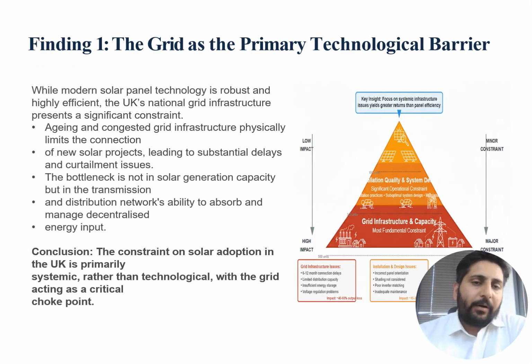So what did I find? My first key finding relates to technology. While solar panels themselves are very efficient and reliable, the main technological problem is actually the national grid. As the diagram shows, grid infrastructure and capacity is the most fundamental constraint on solar deployment in the UK. The technology on our roofs has advanced faster than the infrastructure on the ground.